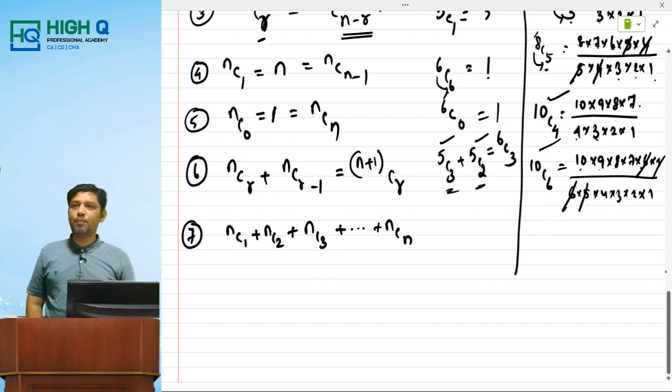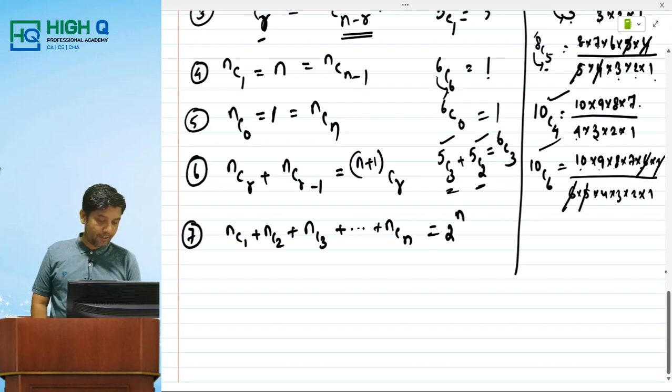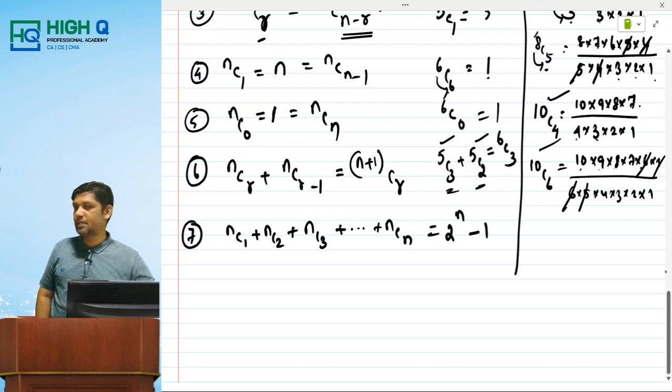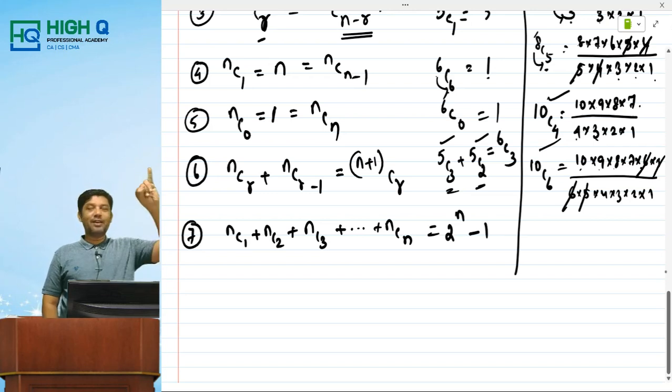NC1 plus NC2 plus NC3 plus dot dot dot plus NCN is equal to 2 power n minus 1. Remember this. For example, 5C1 plus 5C2 plus 5C3 plus 5C4 plus 5C5. What is it? 2 power 5 minus 1. Instead of finding 5C1, 5C2, 5C3, just apply the formula. What is it? 2 power 5 minus 1.